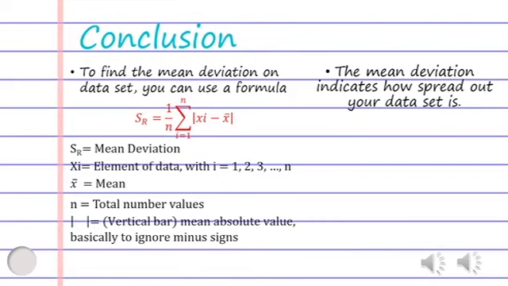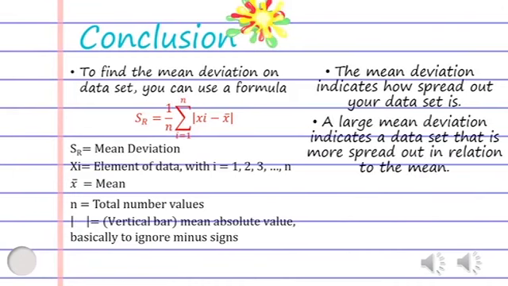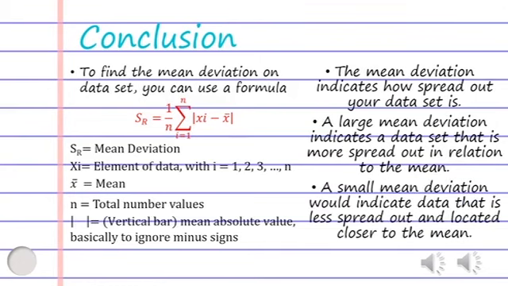Second conclusion: the mean deviation indicates how spread out your dataset is. The third conclusion: a larger mean deviation indicates a dataset that is more spread out in relation to the mean, while a small mean deviation would indicate data that is less spread out and located closer to the mean.